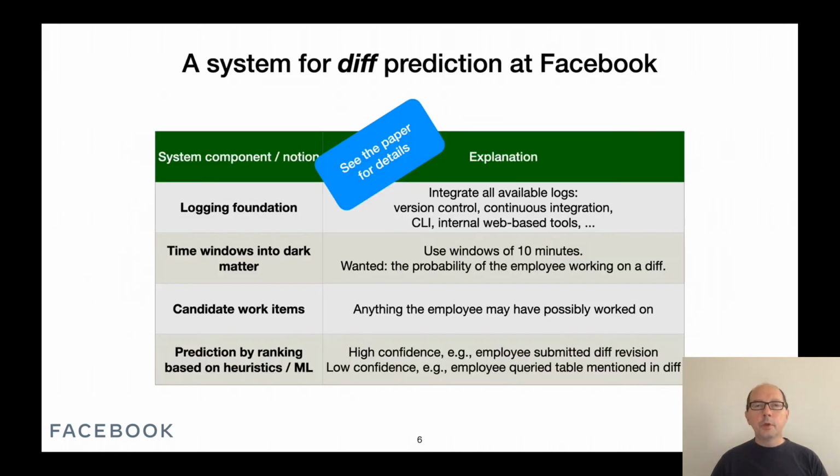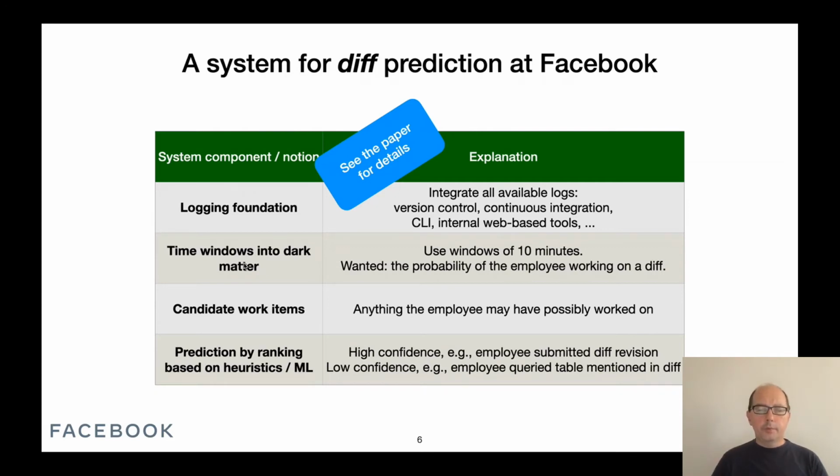Okay, so at Facebook we've done work on diff prediction to address some scenarios like those mentioned before, like measuring time spent on diff. And here's just a very basic layout of the architecture of the system. So it starts from a logging foundation where we basically integrate all available logs. As I said, these logs are not perfect, but nevertheless, we can integrate them to some extent, and we can clean them up, we can abstract them to some extent.